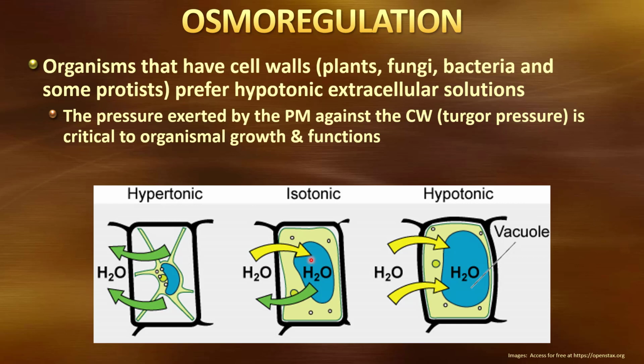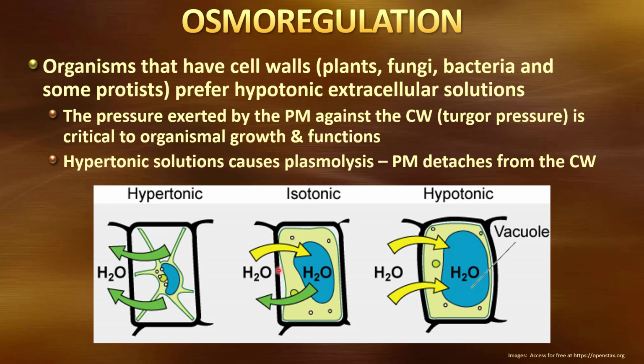So if I start off looking at a cell that's isotonic over here, we have that large central vacuole that we saw inside of plant cells, and it's filled with a lot of water. And normally it's pushing slightly against this so that the cell membrane is up against the cell wall. The pressure of the cell membrane against the wall is also called turgor pressure. And that turgor pressure is critical in organisms like this for growth and proper function.